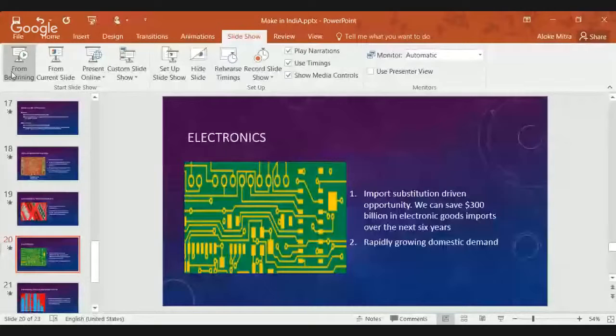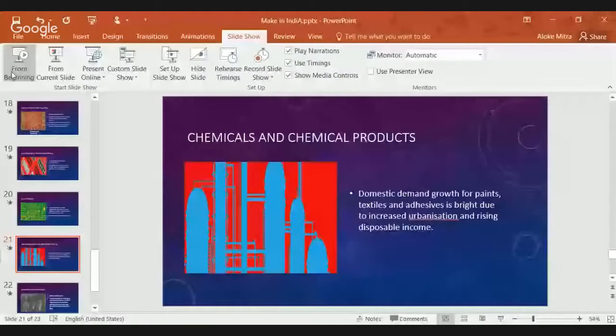The next interesting sector with a bright future would be chemicals and chemical products. The run for this sector is strong because domestic demand growth for paints, textiles, and adhesives is bright. Why? Because of the current increased urbanization and also because of rising disposable incomes.